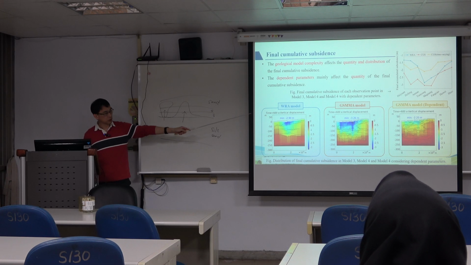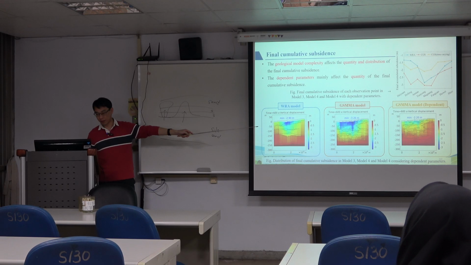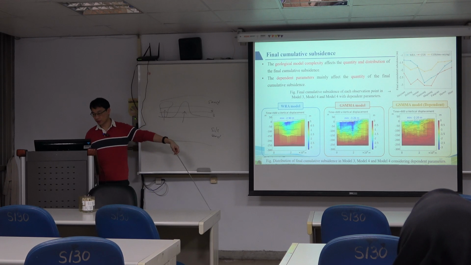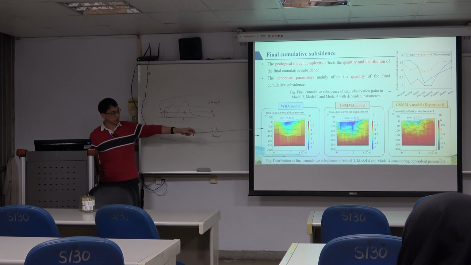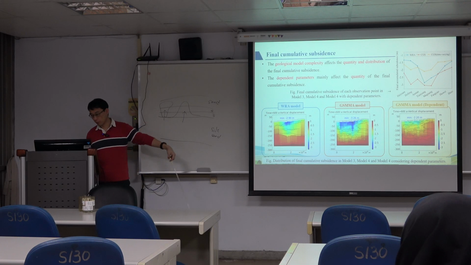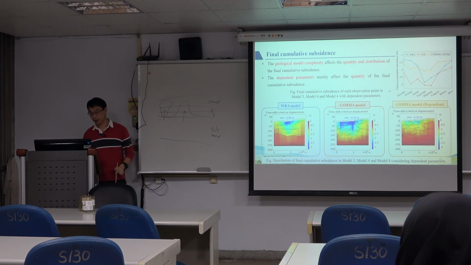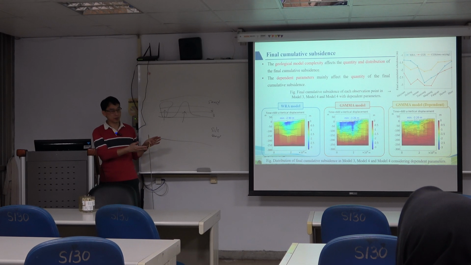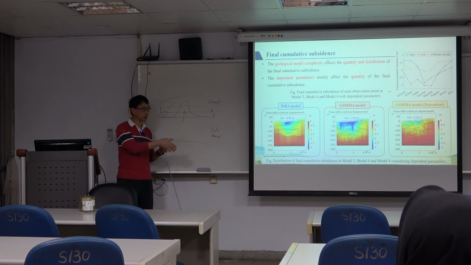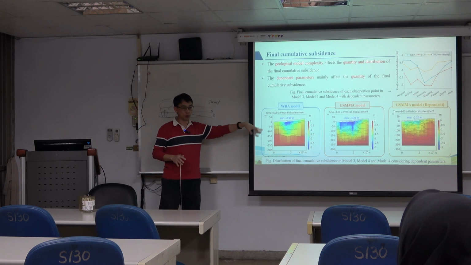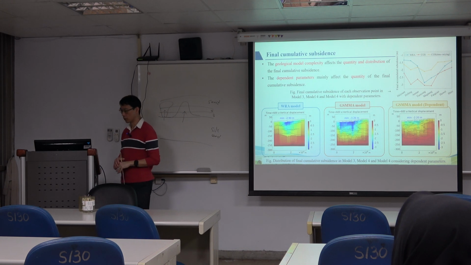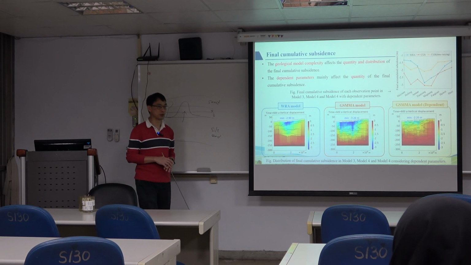That could be around 3 meters. And if you're using a GSMMA model, that could be more than 3 meters. But if you consider a dependent parameter, it will become 2 meters. Yeah, but this is based on the setting of the models, not based on the real parameter settings. If you're using the real parameter settings, I think the quantity will be larger.